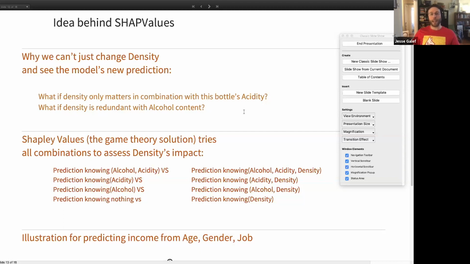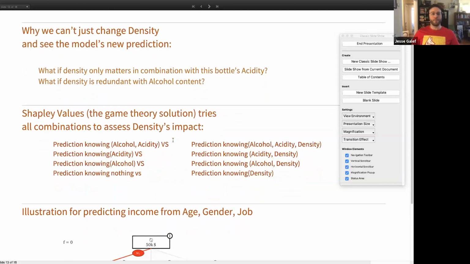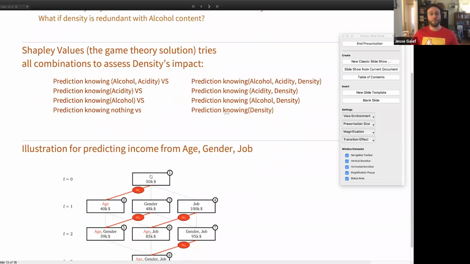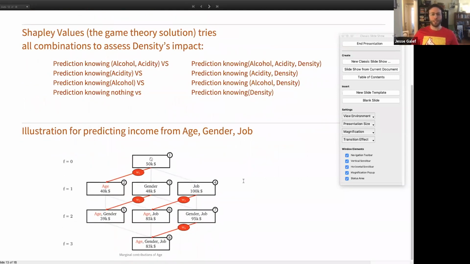So Shapley values, this is the game theory thing that got the Nobel Prize, looks at every combination of whether or not you know the feature, change it or don't change it. So if you know the alcohol and acidity, you look at the prediction versus if you know the alcohol, acidity, and density. If you know the acidity versus knowing the acidity and density. So in every case, you see what it's like with or without this particular bottle's density and look at the prediction.